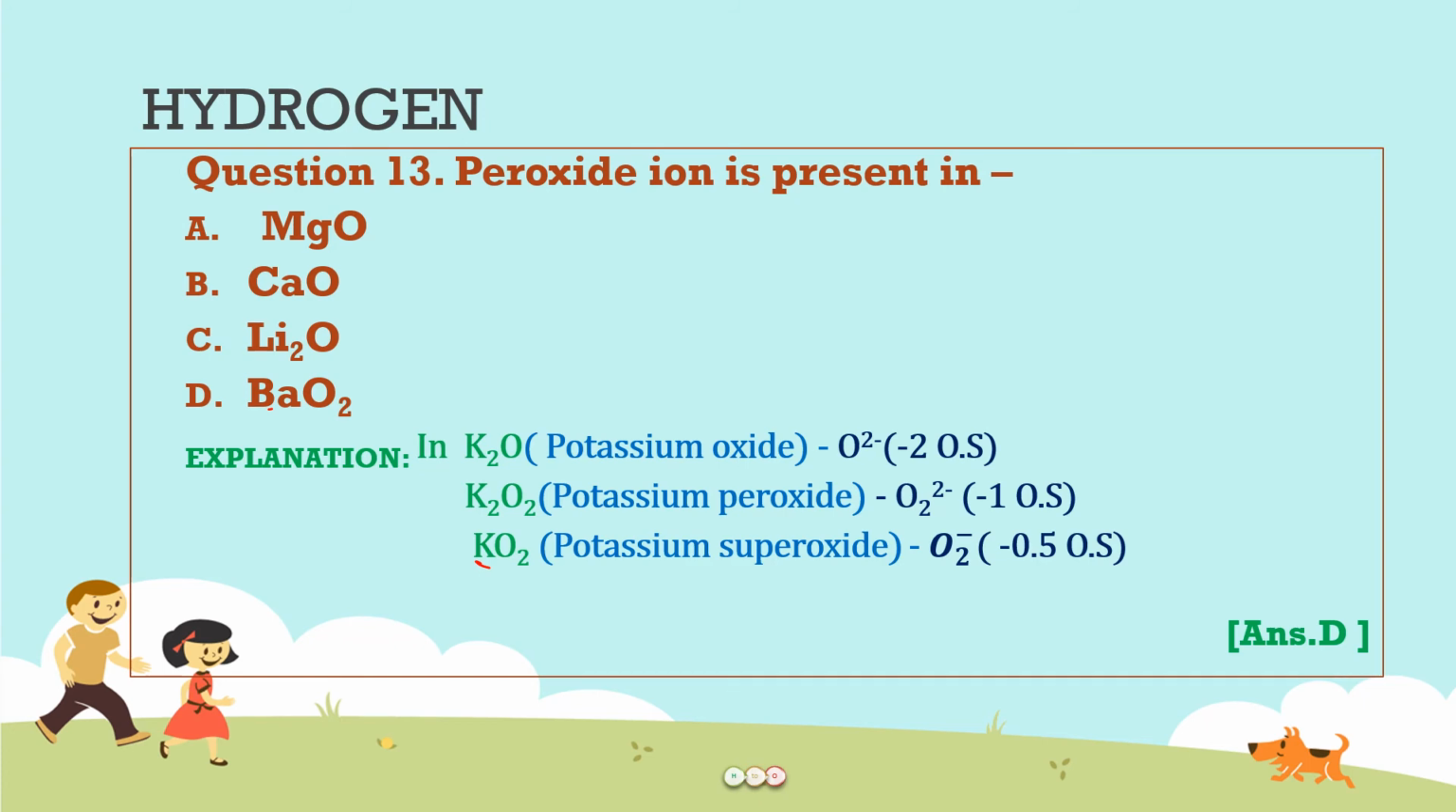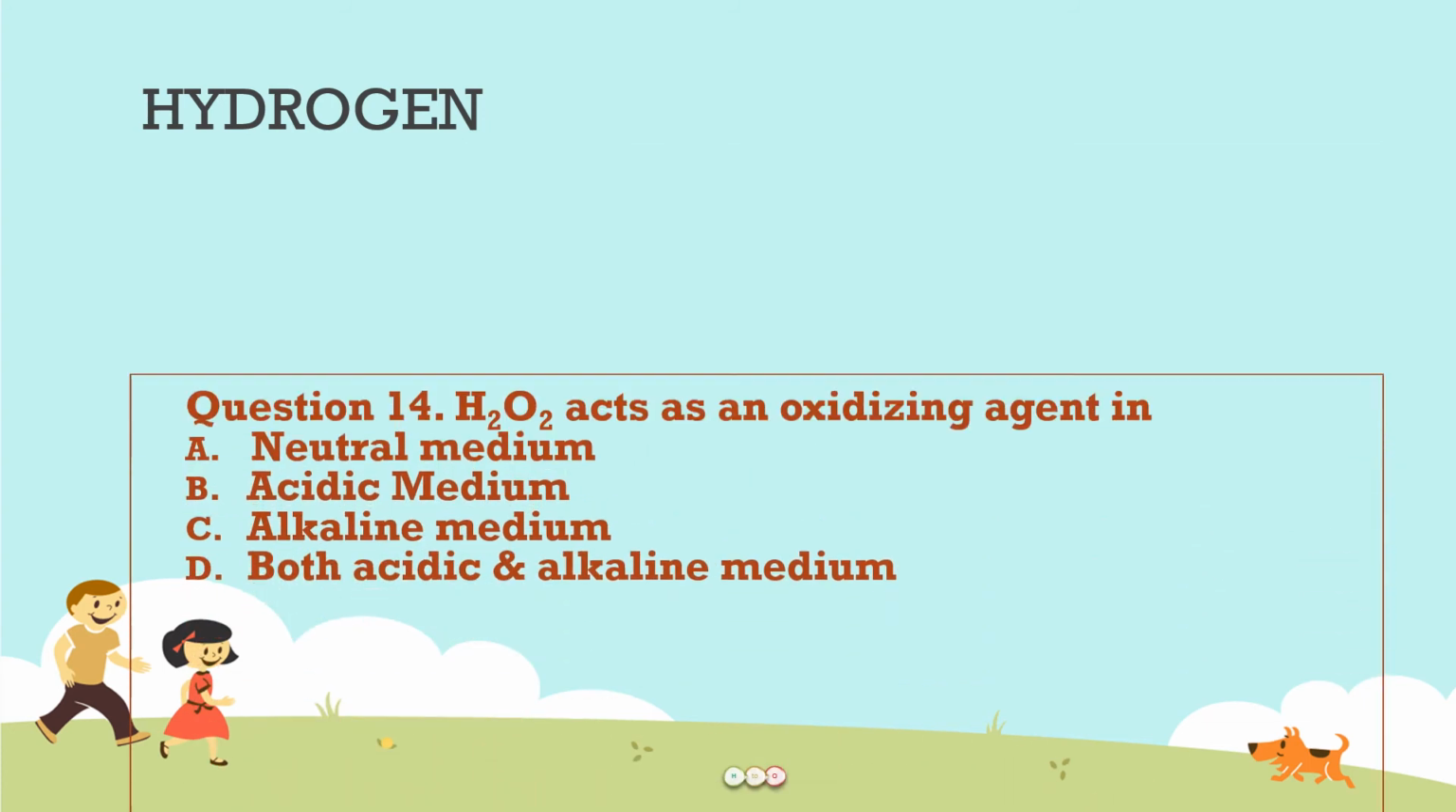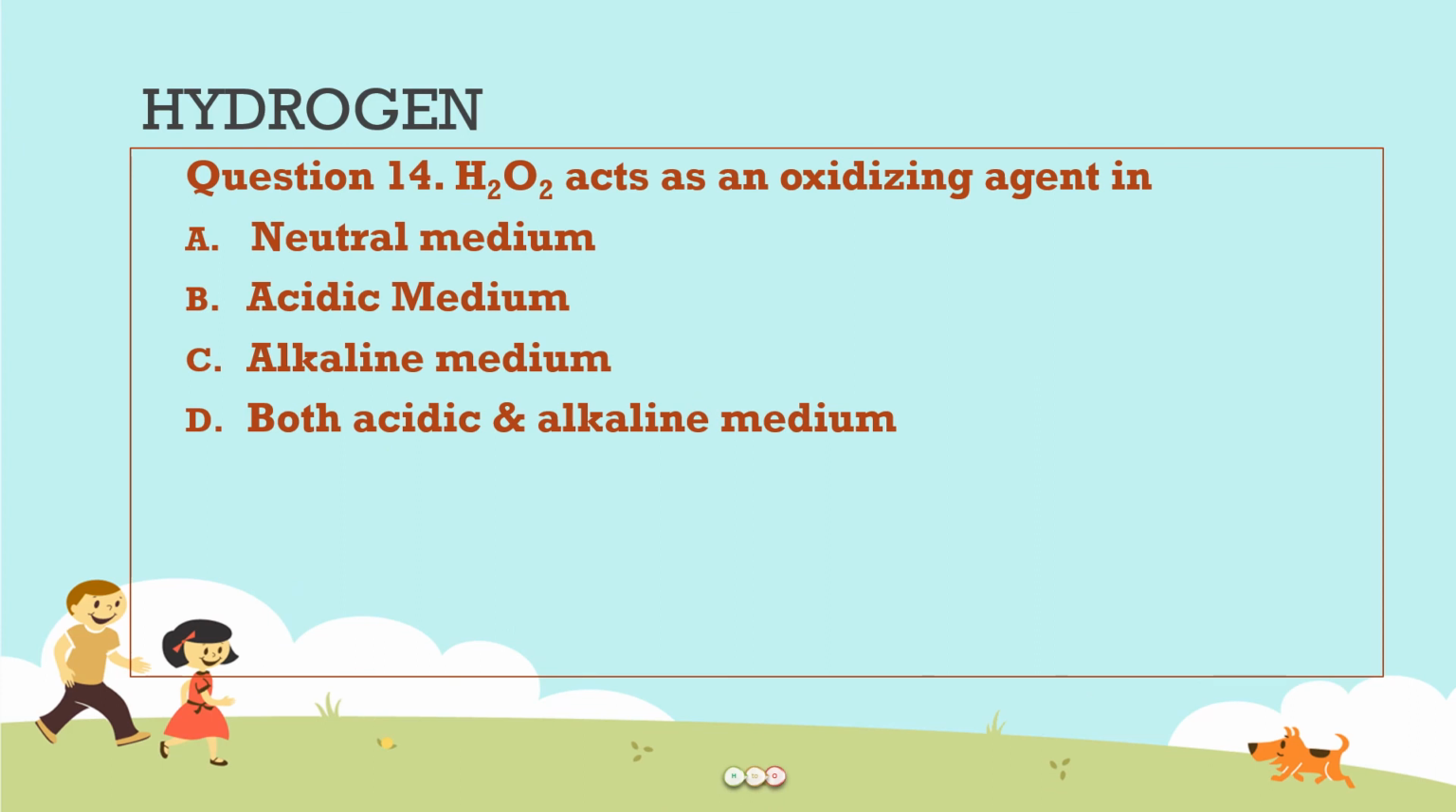That is going to be very important. So the next question we come up to is: H2O2 acts as an oxidizing agent in neutral medium, or it acts as an oxidizing agent in acidic, alkaline medium, both acidic and alkaline. So this should be a very simple question for you people. But I just wanted to cover the concept so that you remember it.